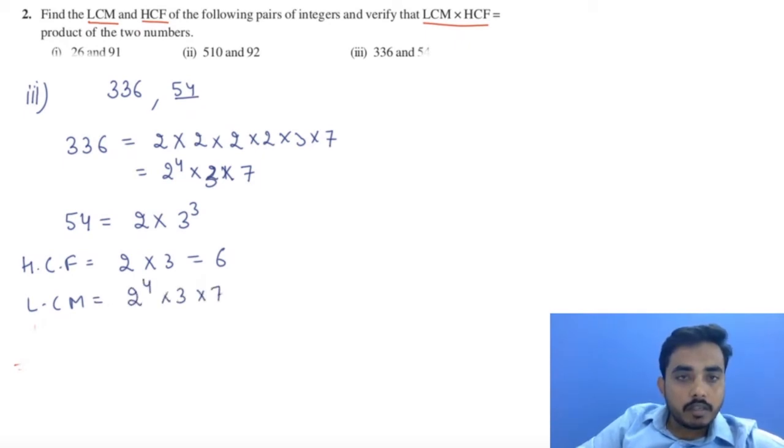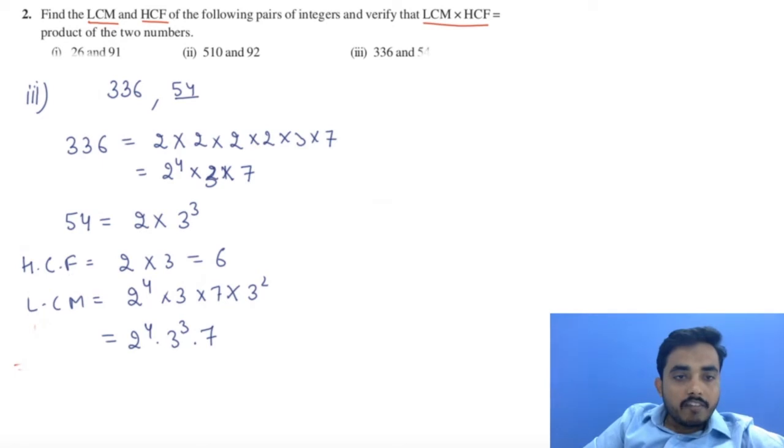And the LCM of the numbers is 2 power 4 into 3 into 7, and from 54 it will be two more 3s. So this is 2 power 4 into 3 power 3 into 7 as the LCM. Now you can verify that the product of HCF and LCM will always equal the product of numbers. With this our question number 2 completes. Now let's move to question number 3.